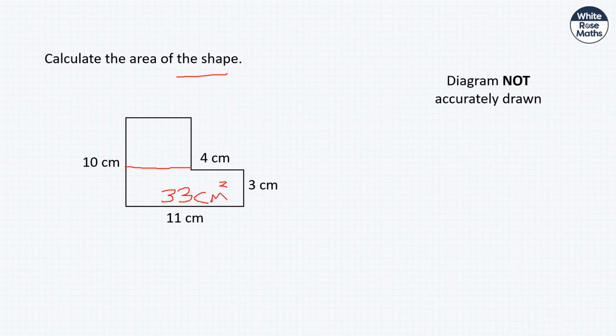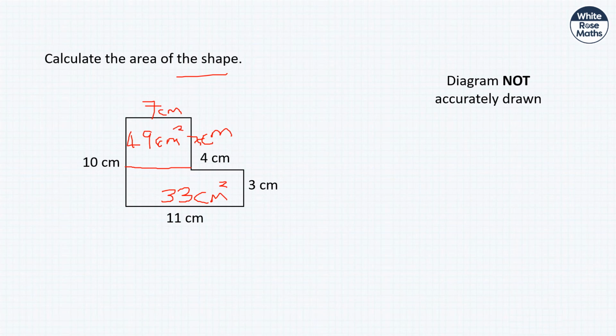And then this one, okay, well, this length is 4. This has to be 7 because 7 plus 4 makes the 11. Okay, and then this length here, well, all this is going to be 10. That'll be 3, so that has to be 7 as well. So this actually ends up being a square. 7 by 7 is going to be 49 centimeters squared.